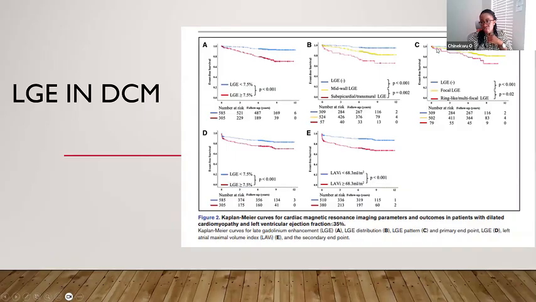And we can see that when we have a ring-like LGE, that risk is a lot higher than if you had focal LGE. And this was in a body of 1,272 patients with DCM. This is out of China. They all had ejection fraction less than 35%, and they were followed up for sudden cardiac death-related events. They had ICDs, and therefore we could collect this data. And we can see that LGE is strongly prognostic.